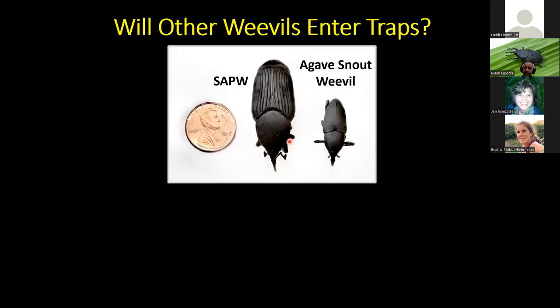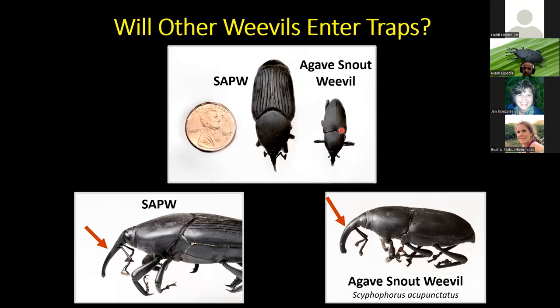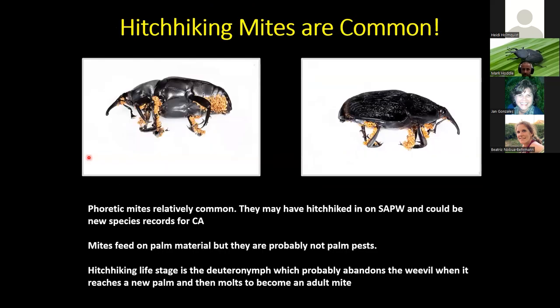Okay, occasionally you may see other weevils in the trap, especially these agave snout weevils. They tend to be much smaller than the South American palm weevil, and their rostrums, or their beaks, tend to be much thicker and more highly curved in comparison to the South American palm weevil. This is a nice photograph of a female. She has no bristles on her snout. Remember, the males have those bristles on the snout, and that's how you differentiate them.